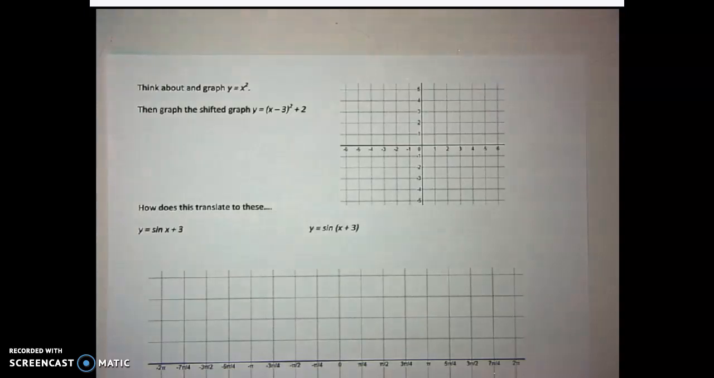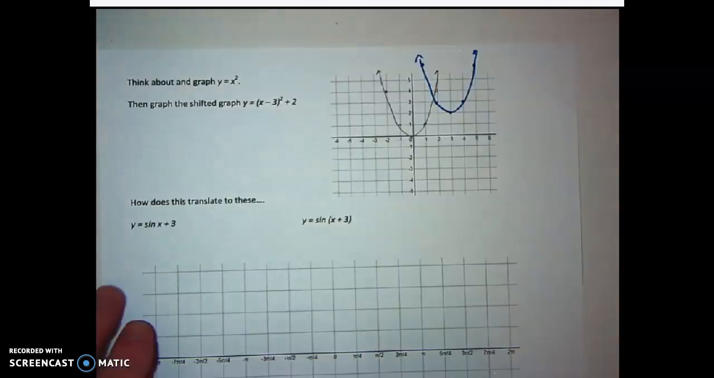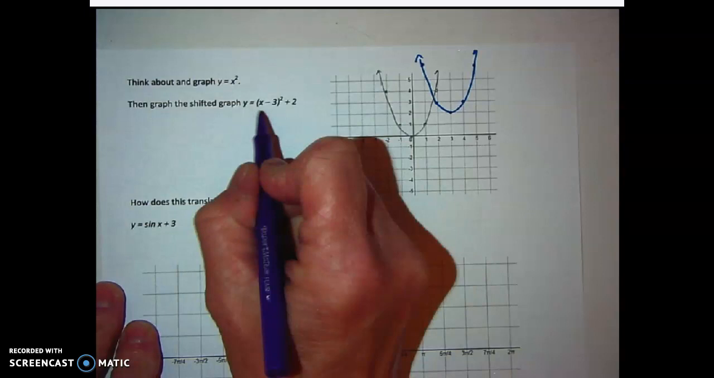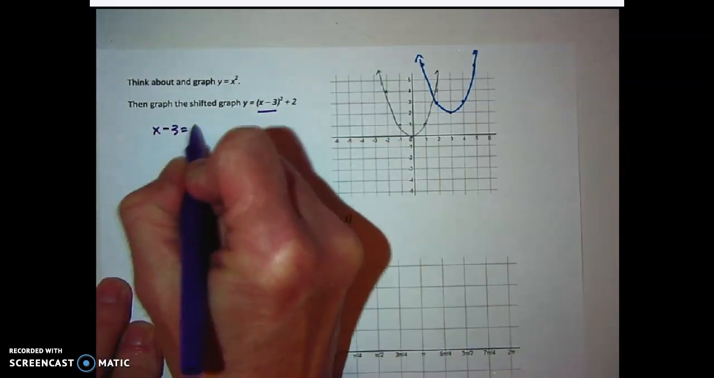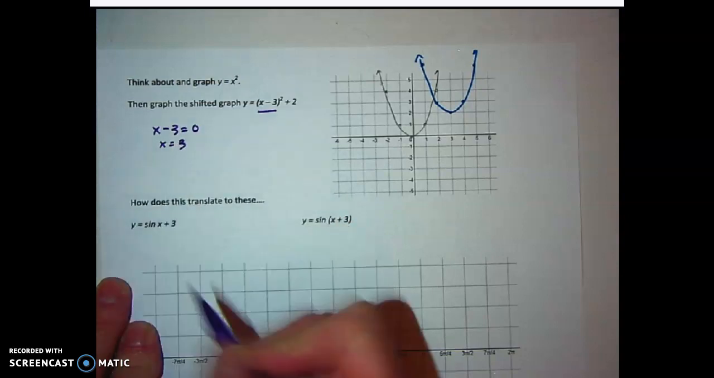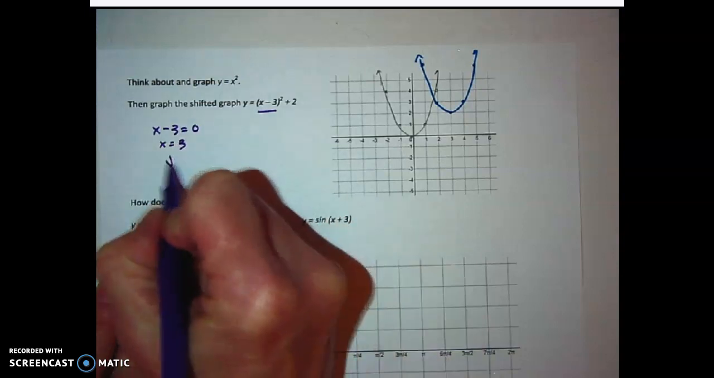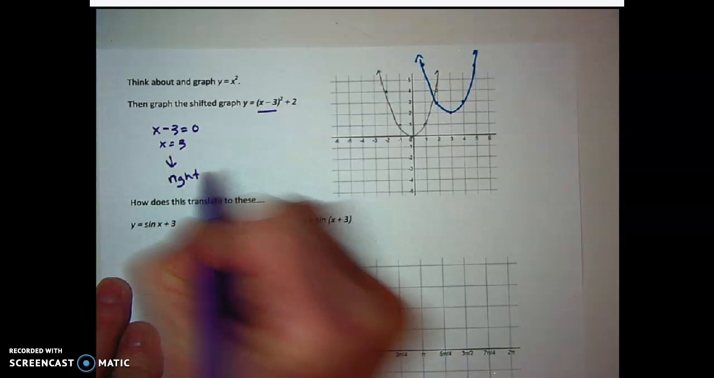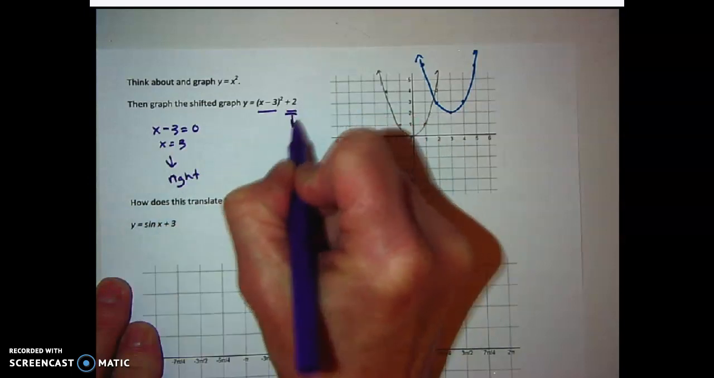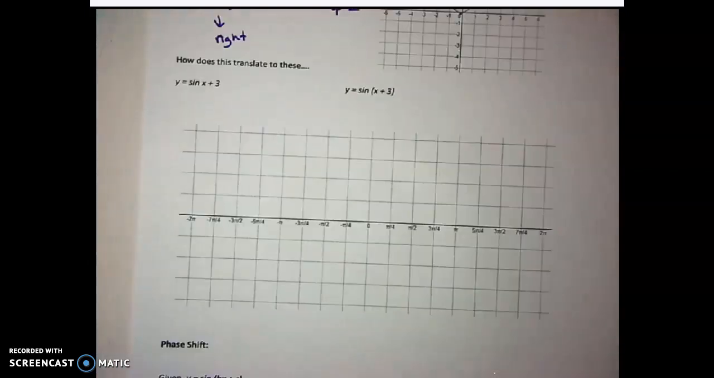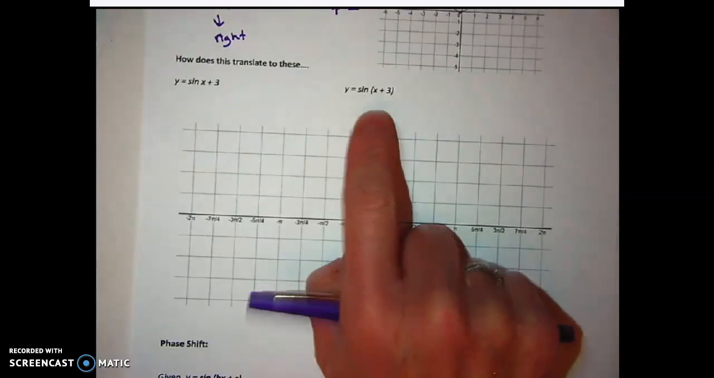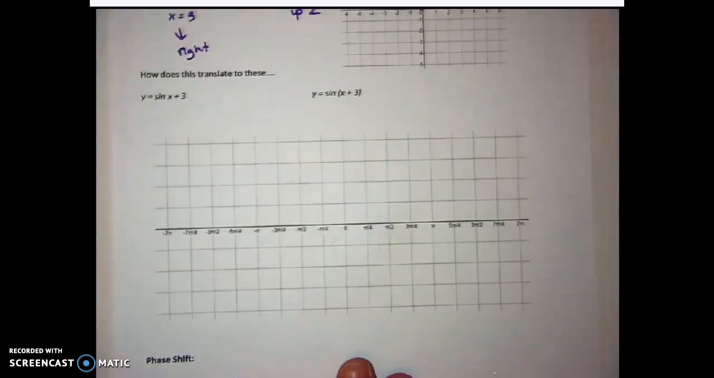Let's take a look at that transformation. Hopefully you remember from Algebra 2 that when something is grouped with the x, if I were to take that and set it equal to 0, I get x equals 3, so this is going to shift it right 3, and then this 2 is going to shift it up 2. It's going to be similar with the sine of x plus 3 and the sine of x plus 3. Let's go ahead and graph both of those.